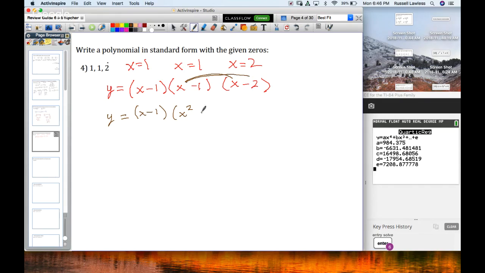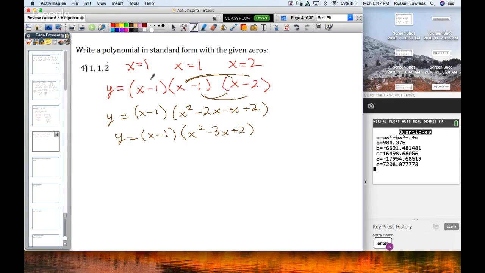X times negative 2 to get negative 2x. Negative 1 times negative x, and negative 1 times negative 2 to get a positive 2. When I simplify that, that'll give me y is equal to x minus 1 times x squared minus 3x plus 2. So far, so good. And again, we're not solving this. We're just making a polynomial.